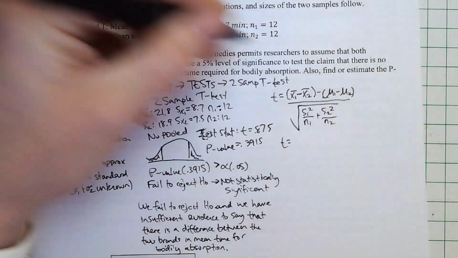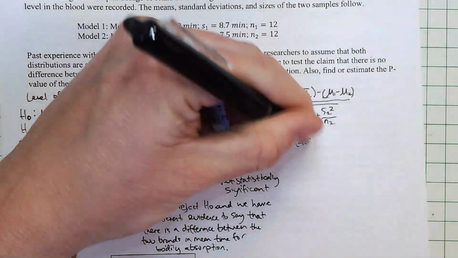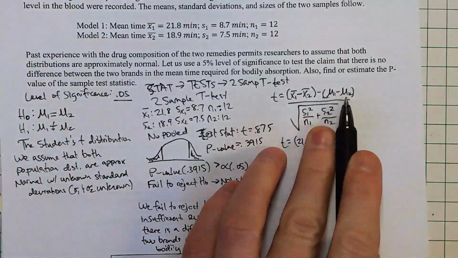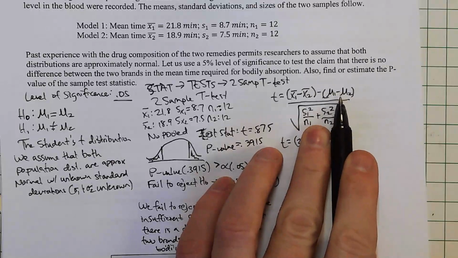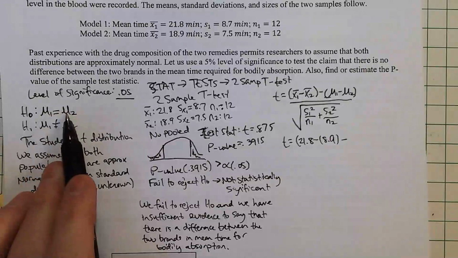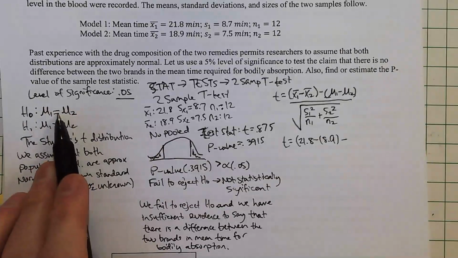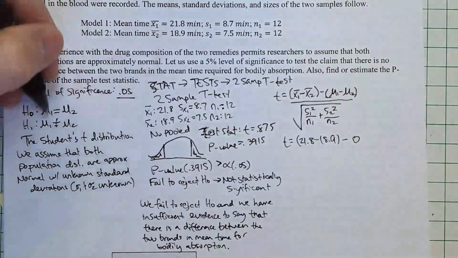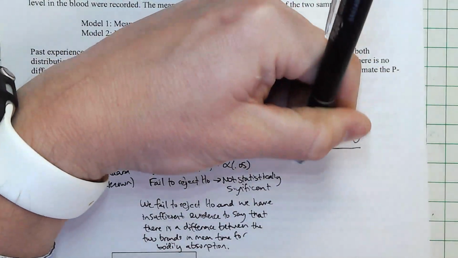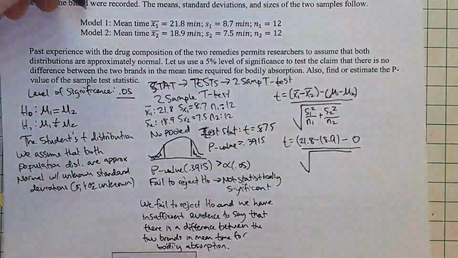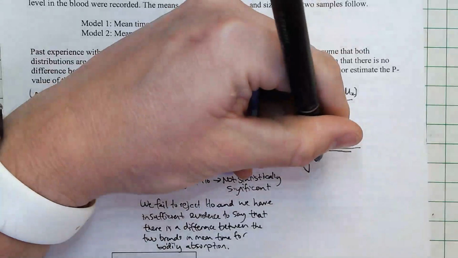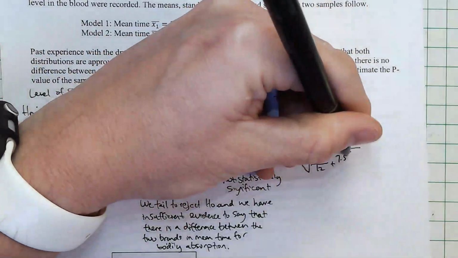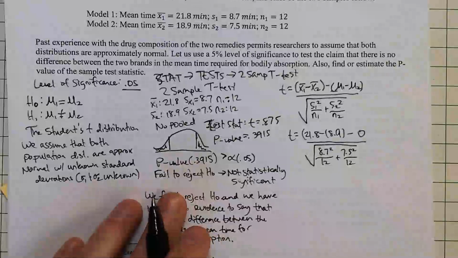So x bar 1 minus x bar 2 would be 21.8 minus 18.9, minus the hypothesized difference in the means. That goes back to Ho. What are we assuming the difference is between the two means? We're assuming there's no difference, so this is just going to be 0. Divided by the square root of 8.7 squared divided by n1, which is 12, plus 7.5 squared divided by 12. That's how you do the T.